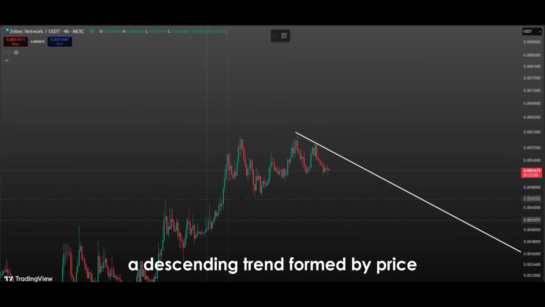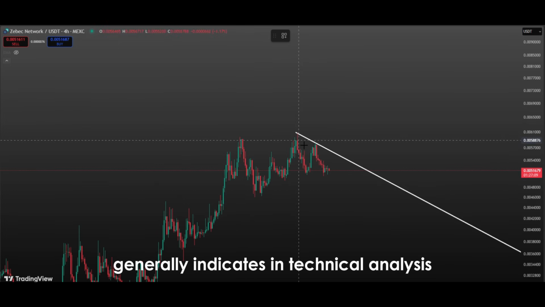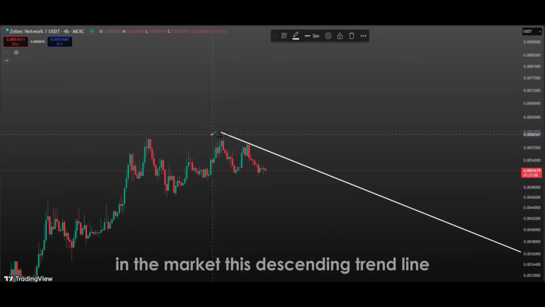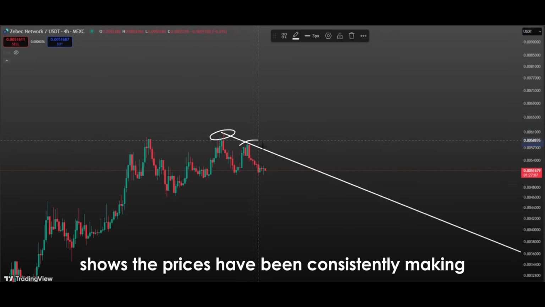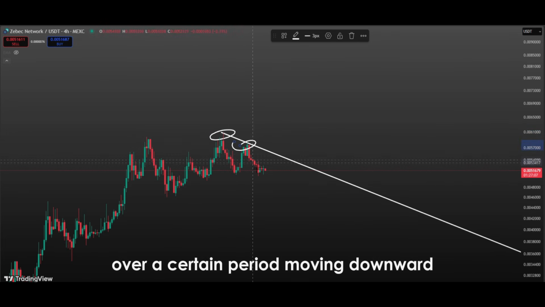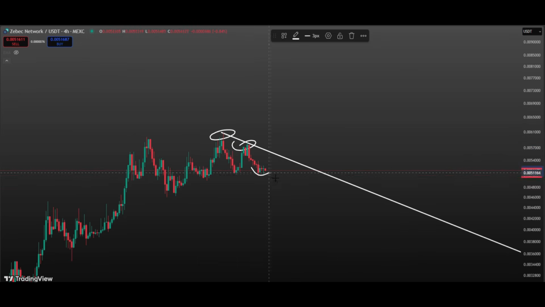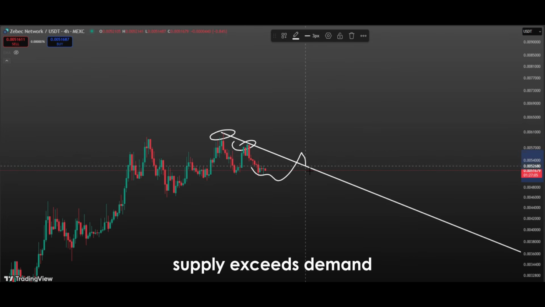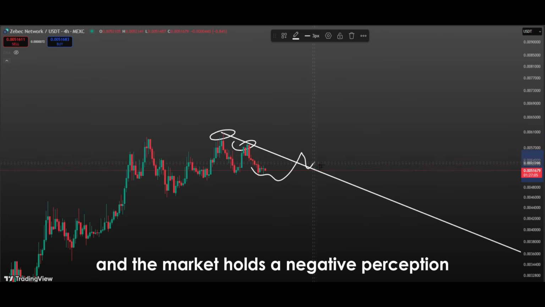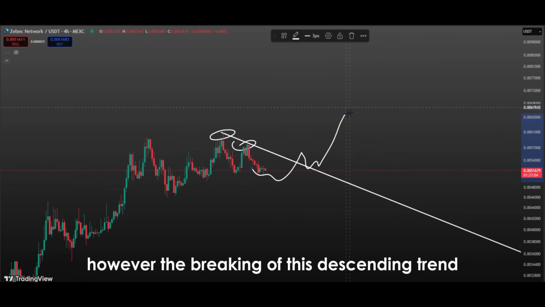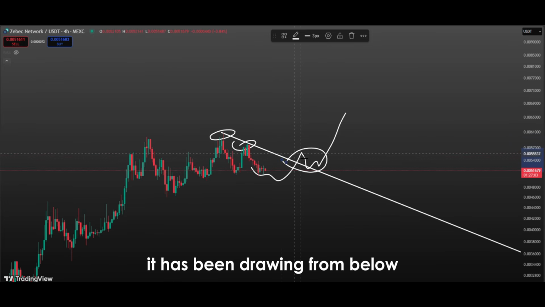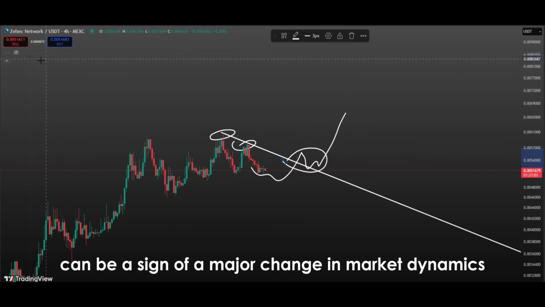A descending trend formed by price generally indicates in technical analysis that selling pressure is continuing and that there is indecision or weakness in the market. This descending trend line shows that prices have been consistently making lower highs and lower lows over a certain period, moving downward. Such a structure signals that investors are generally inclined to sell, supply exceeds demand, and the market holds a negative perception. However, the breaking of this descending trend, meaning the price moves above the sloping line it has been drawing from below, can be a sign of a major change in market dynamics.